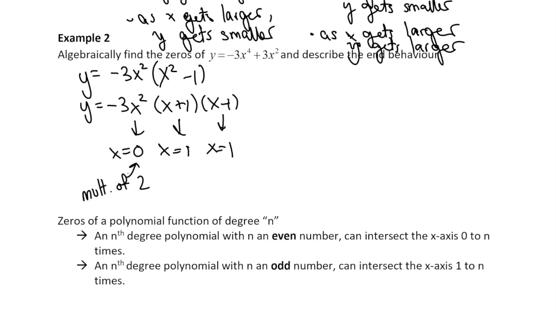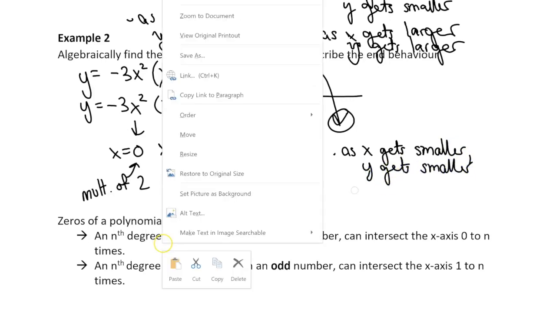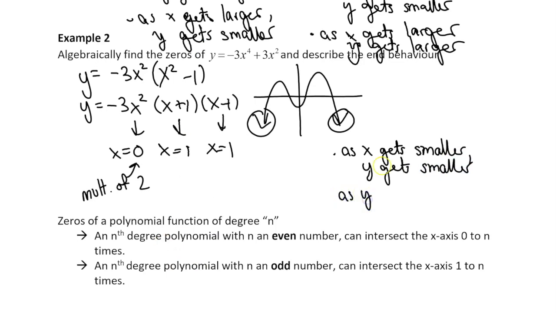That's a negative quartic function, and a negative quartic function in general looks like the letter M. If they want us to describe the end behavior, then we could say, as x gets smaller, y gets smaller, and as x gets larger, y gets smaller.